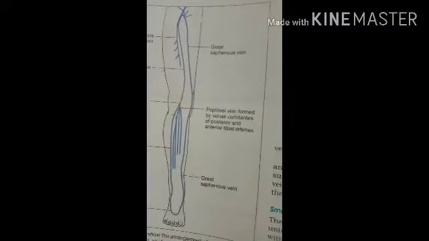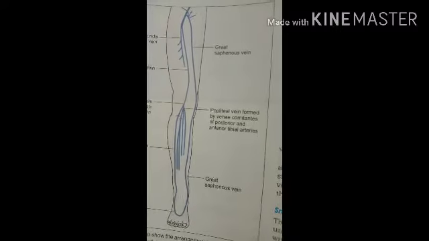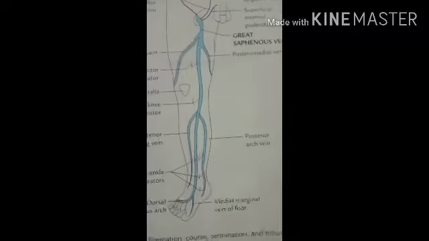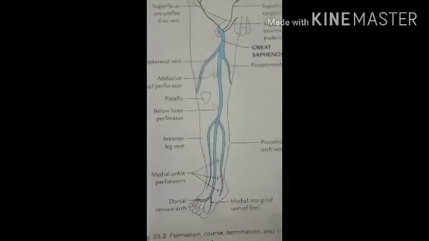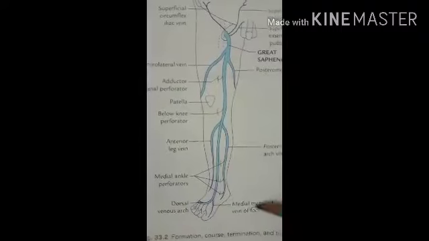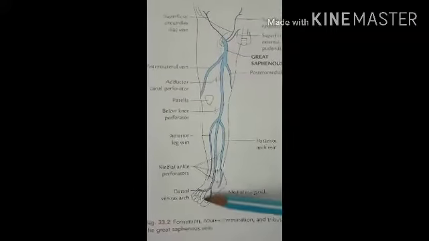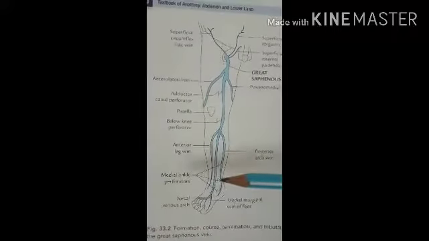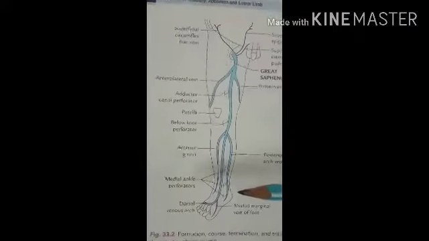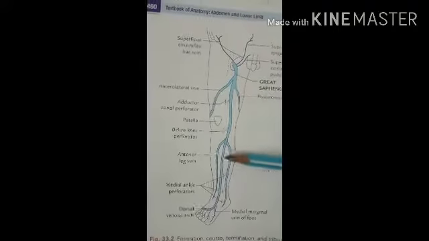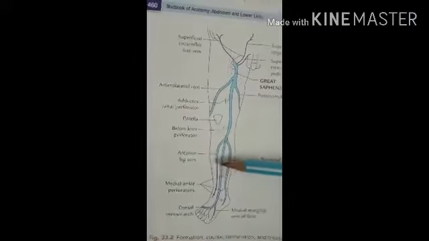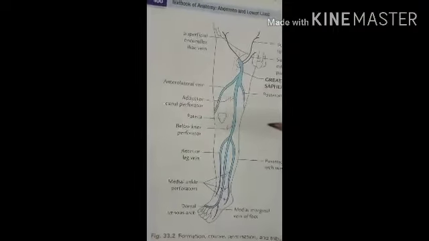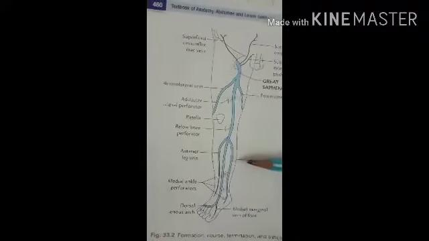The first tributary is the medial marginal vein of the big toe. In another diagram you can see this one, the medial marginal vein of the great toe. Then the next vein is the communicating vein between the small saphenous and the deep vein. Here on the posterior side the small saphenous vein is present, and it communicates with the great saphenous vein. Then the next is the posterior arch vein.